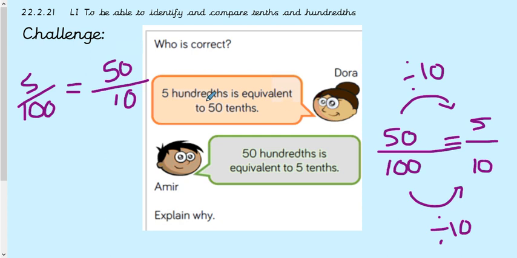Dora is incorrect, because actually 5 hundredths, so that would be 5 squares coloured in on a 100 grid, is not the same as 50 tenths. 50 tenths would be, because that's an improper fraction, the top number is larger than the bottom number, it would be over the whole value anyway, so it isn't correct. You don't need to really know why for now anyway, but this one is the correct one because you can simplify it as well.